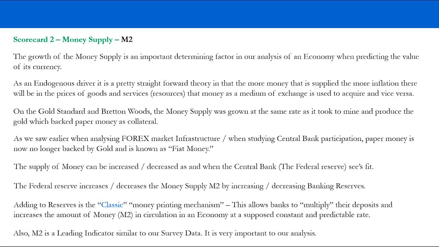Now, basically, adding to reserves is what we call the classic money printing mechanism. What it does is it basically allows the banks to multiply their deposits and increase the amount of money as defined by the M2 definition in circulation in the economy. And it's supposed to be done at a constant and predictable rate.